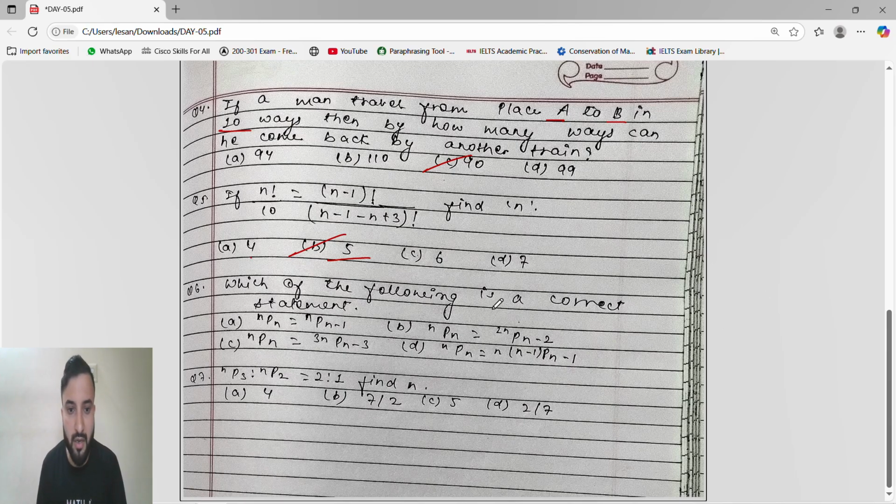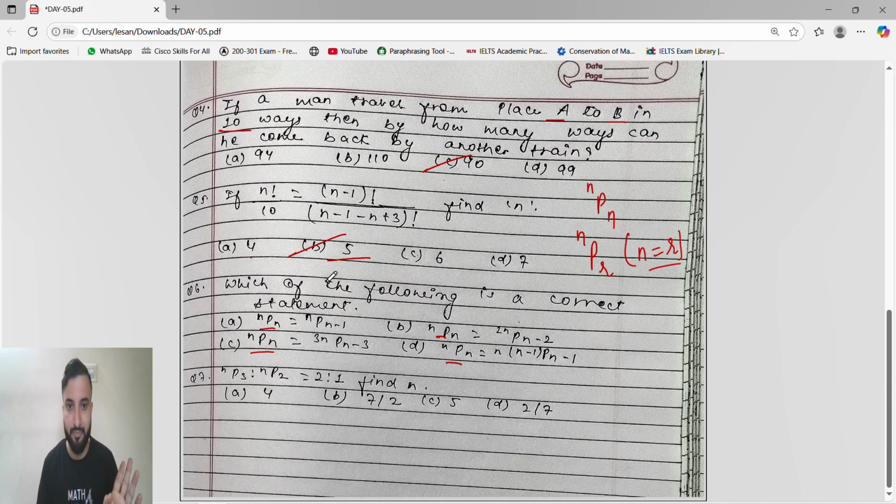Now next, the sixth one. Which of the following is a correct statement? This is a very rare type they will ask, but let's see. First of all, in the LHS, for everything they have given nPn. We know the formula of permutation is nPr, but here they have given nPn. This means that the n value is equal to the r value. So that's why they have written nPn.